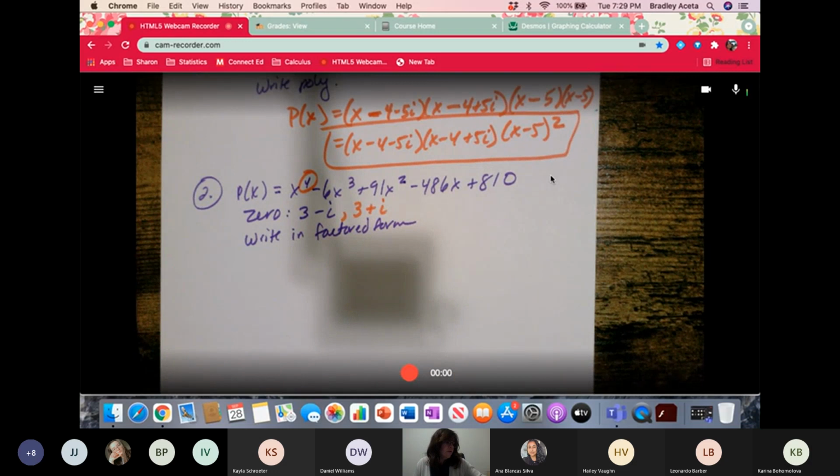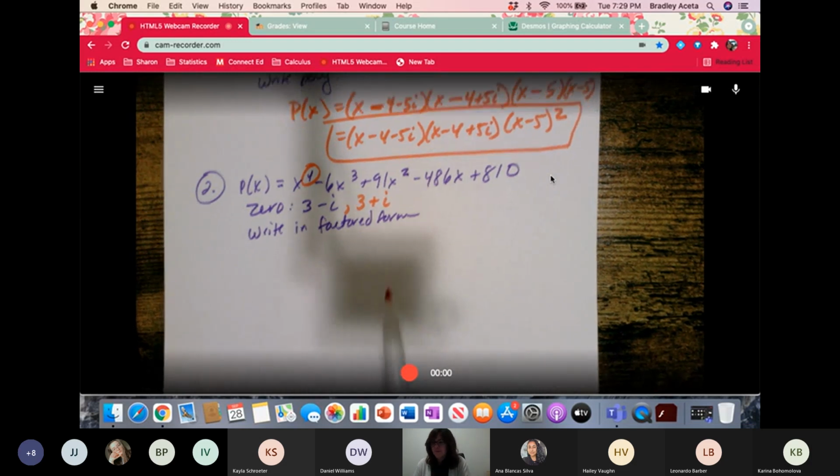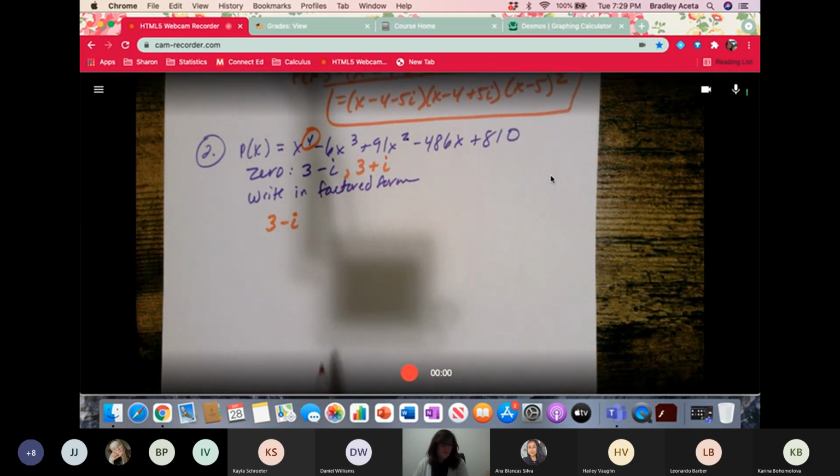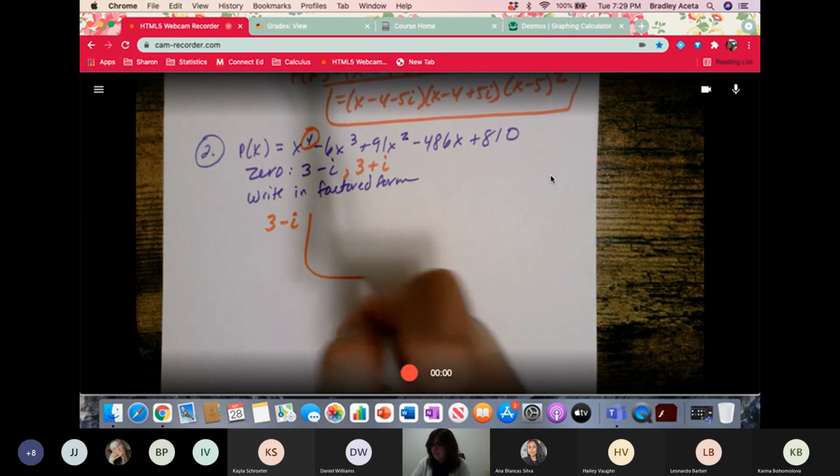How do you find the other 2? You could go in Desmos right now and put this in and see if you have an actual root right there. But I promise you, you don't. It doesn't cross the x-axis at all. So that means you have 4 complex roots. Thankfully, you know 2 of them. So you are going to have to, and we did this last class, synthetically divide by the roots they gave you.